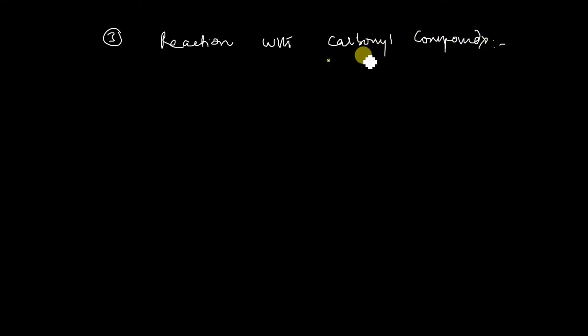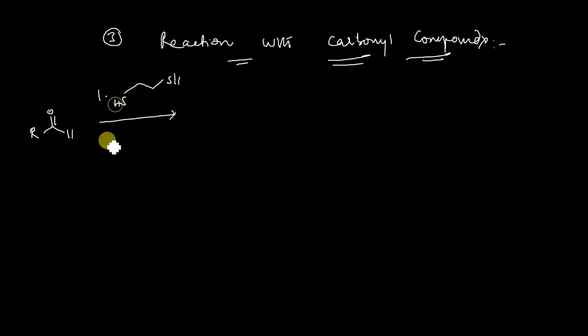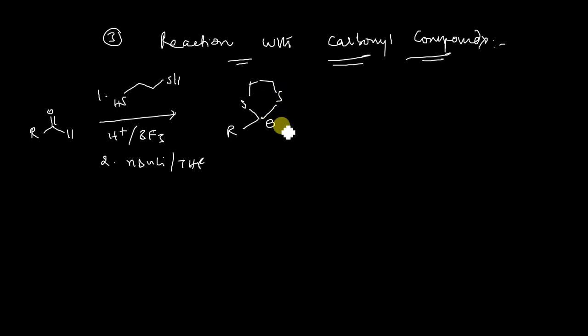The other application is the reaction of this lithiated 1,3-dithiane with carbonyl compounds. So we need to generate a lithiated 1,3-dithiane. Start with the aldehyde and treat this one with 1,3-propanedithiol in the presence of Lewis acid or Brønsted acid, followed by treating this with n-butyllithium in THF, which gives you lithiated 1,3-dithiane, which is the best nucleophile.